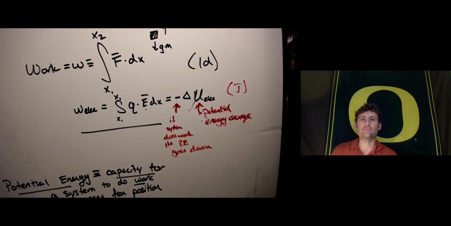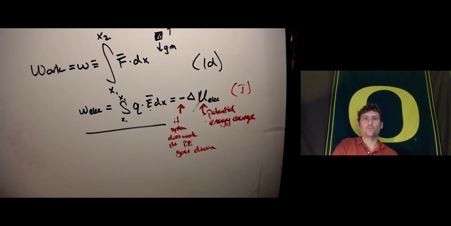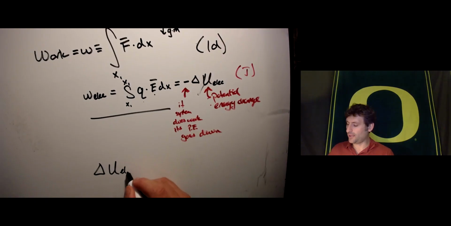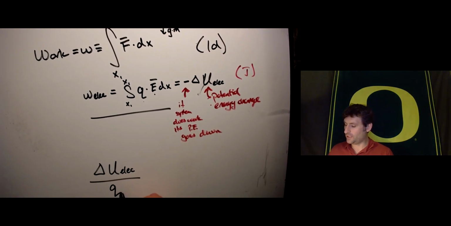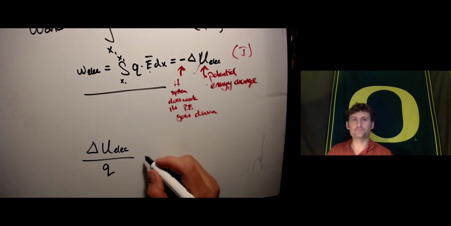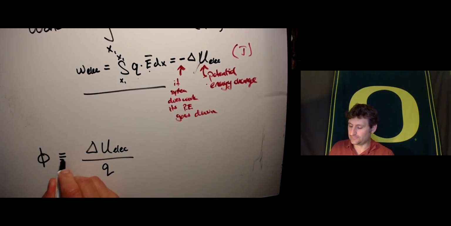But now I'm going to define something else. I'm going to define something called a potential, right? So let's do that. We're going to define something called delta U electric over Q, the charge on a given particle or a test charge, for example. And we're going to say this is phi, the electrostatic potential.